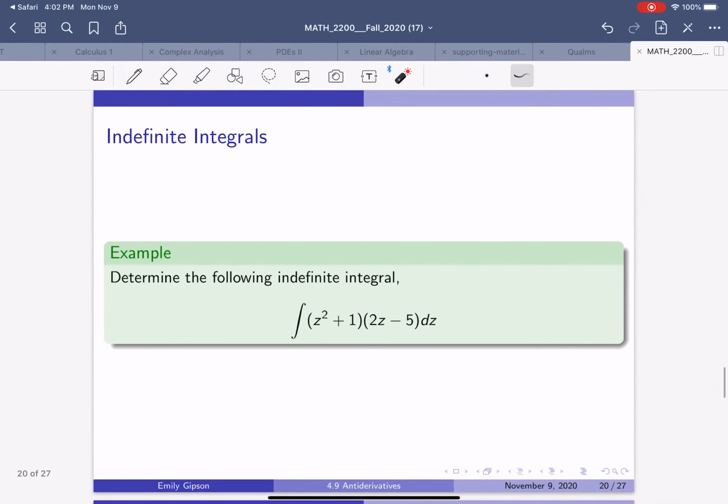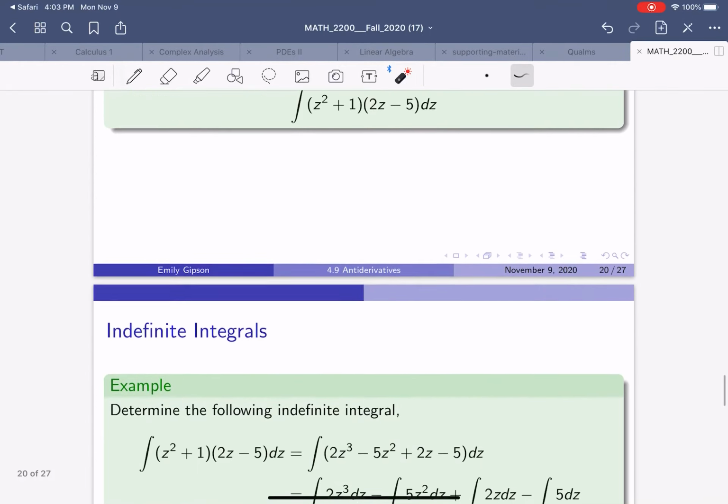So in this one, determine the following indefinite integral. And this one's kind of meaty to start with, which I don't know why your textbook likes to do this. It likes to give you really hard examples for really simple concepts, but you'll see that again in Calc 2. So let's go through this example.